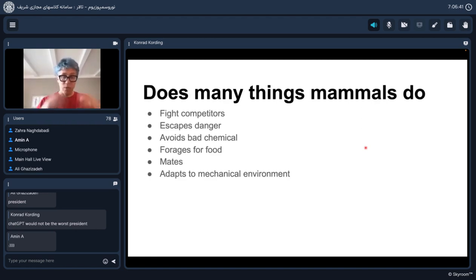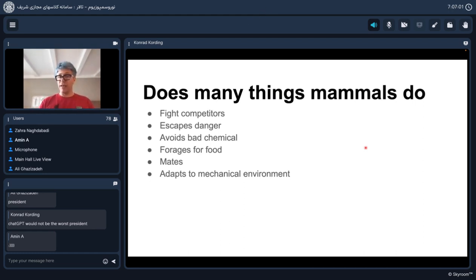Now, briefly, what can C. elegans do? I don't want you to say, oh, that's just C. elegans. Well, C. elegans only has 302 neurons, but it can fight competitors. It can escape from danger. It can avoid bad chemicals. It forages for food. It mates. It adapts to changing mechanical environments.